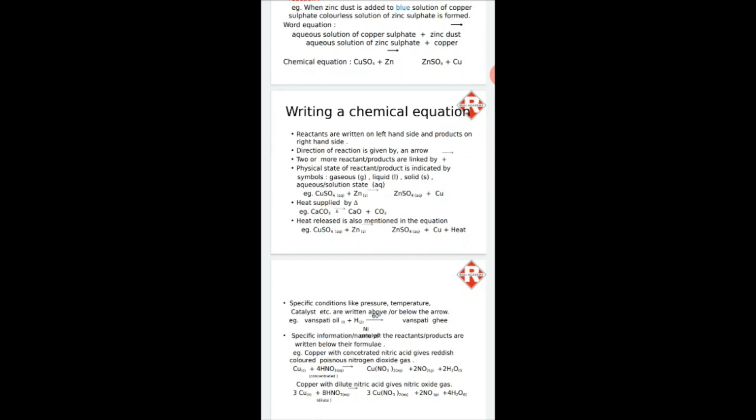When we write a chemical equation, between the reactant and product we write an arrow. The direction of the arrow is always towards the product. Third, two or more reactants or products are linked by a plus sign. Suppose in some chemical reaction there are two or more reactants and two or more products, they are linked by using a plus sign.